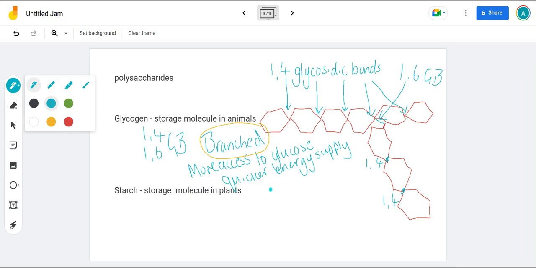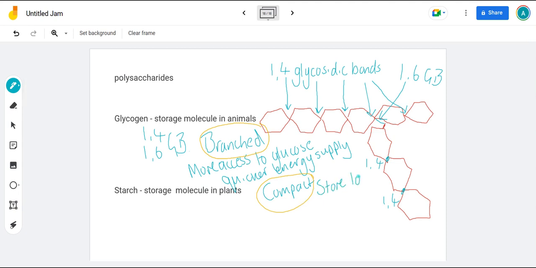The next thing about it is it's compact. Okay, so the reason why it's useful that it's a compact molecule, that means it doesn't take up too much space in our cells. The reason why that's useful is because we can store lots of it in a given space. Okay, so we can store lots of glucose molecules by making them into glycogen molecules for storage. They come nice and compact, they don't take up too much space. We can store lots in a small space.